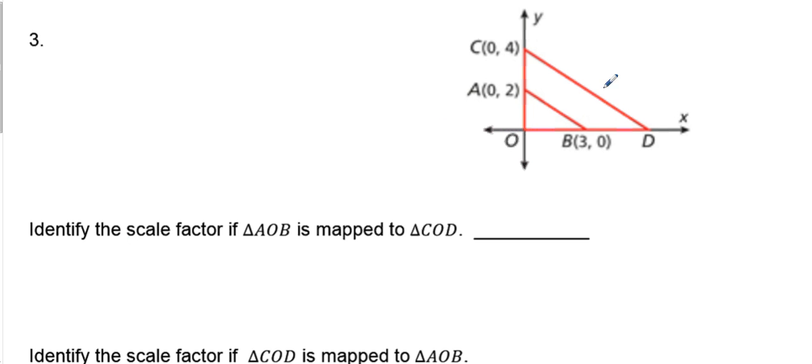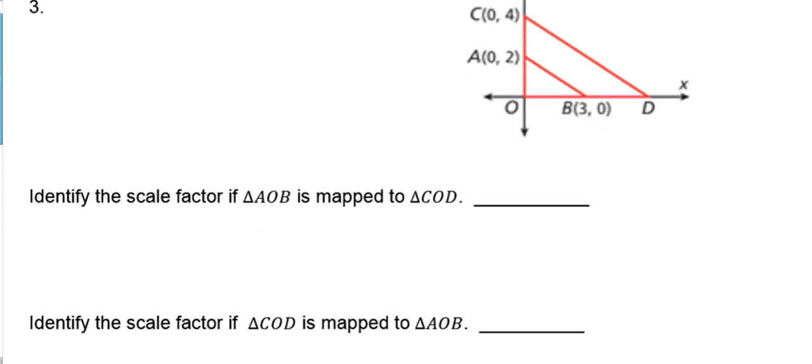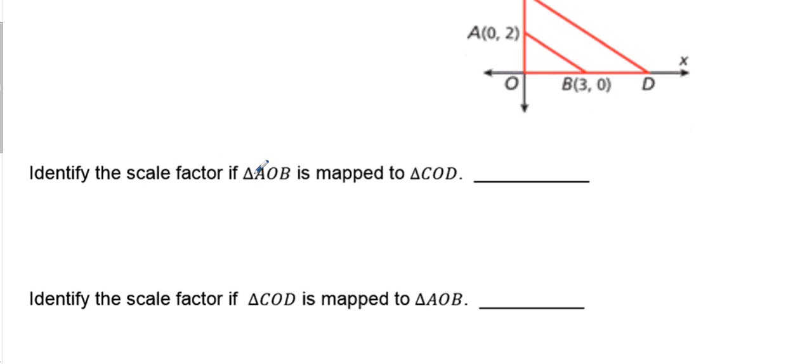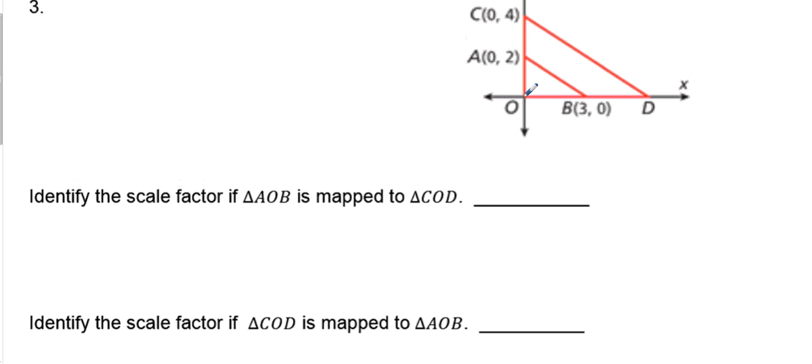All right, next up, we're given this figure here, and it says identify, there's two parts. It says identify the scale factor if triangle AOB is mapped onto triangle COD. And then it says identify the scale factor if triangle COD is mapped onto triangle AOB. Now, triangle AOB is the smaller triangle. Triangle COD is the bigger triangle. Now, from here, we can see that this point A is at 0,2. This point C is at 0,4.